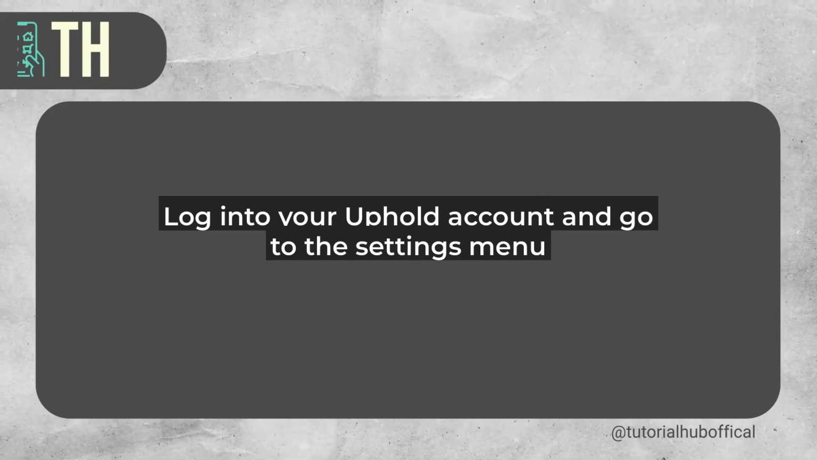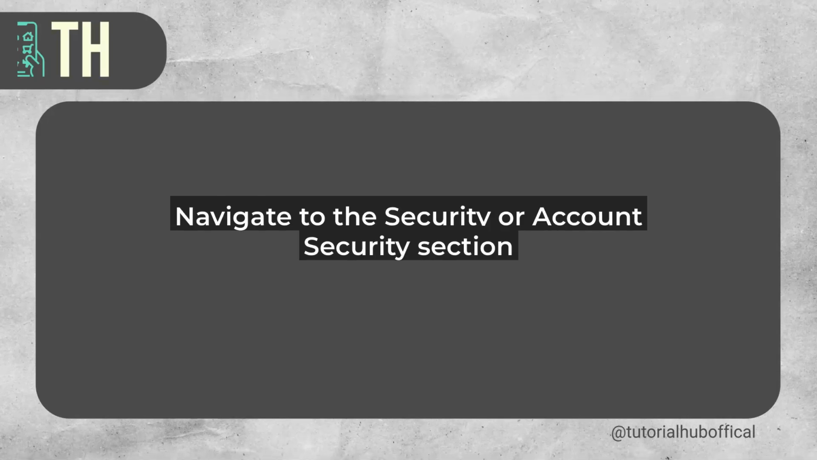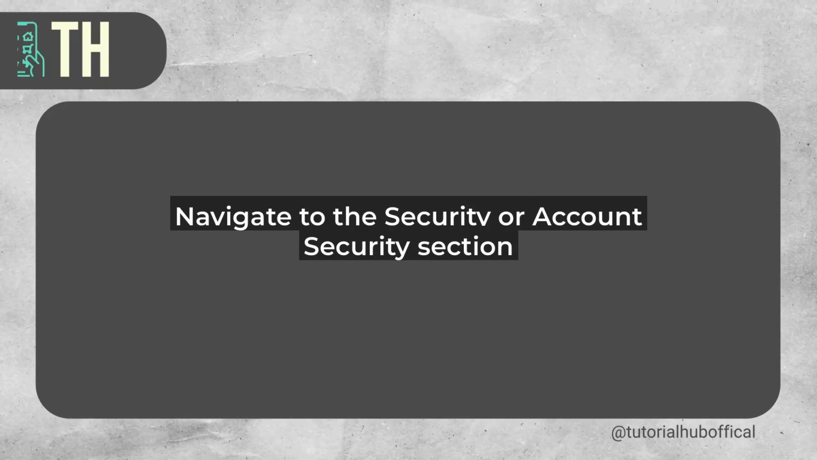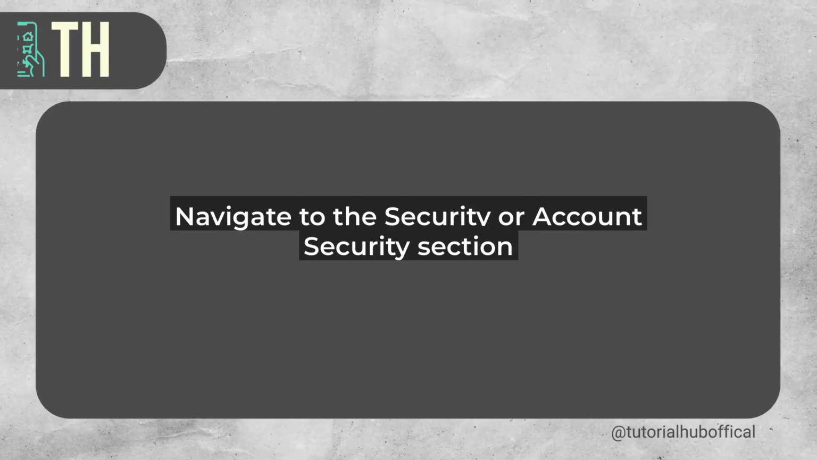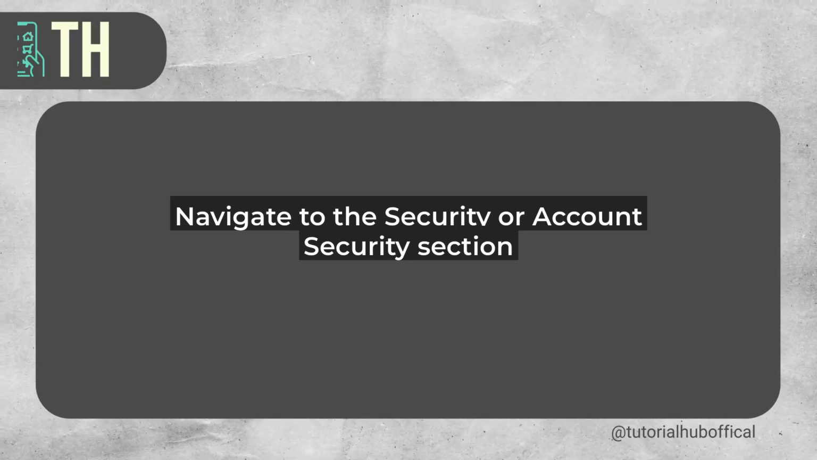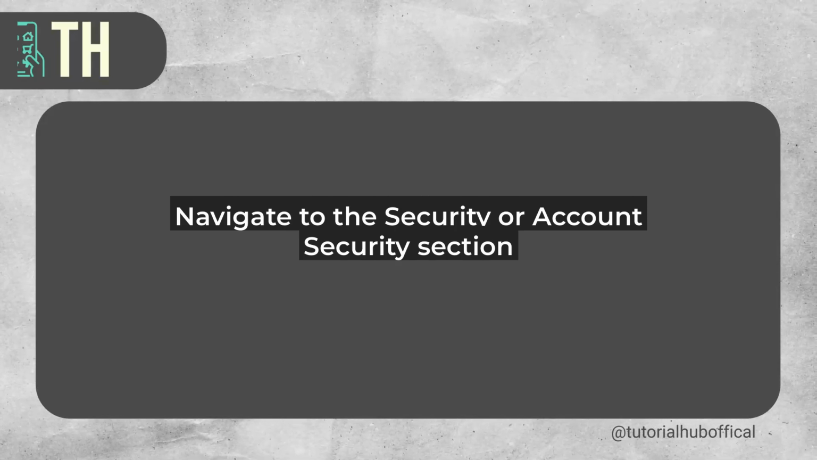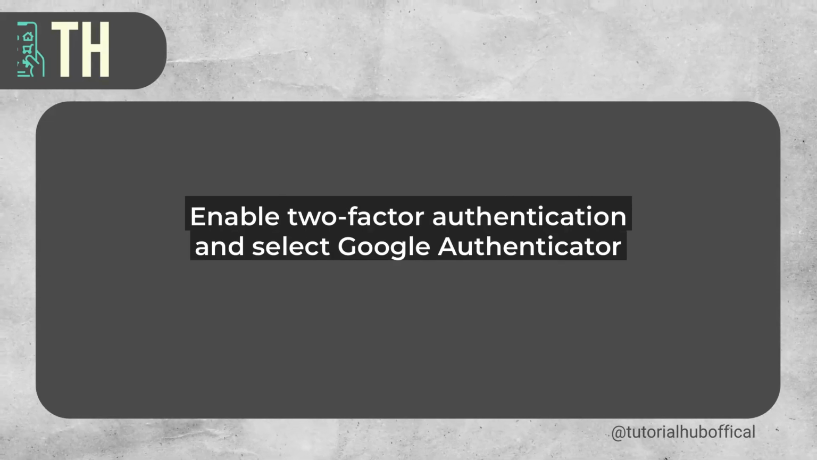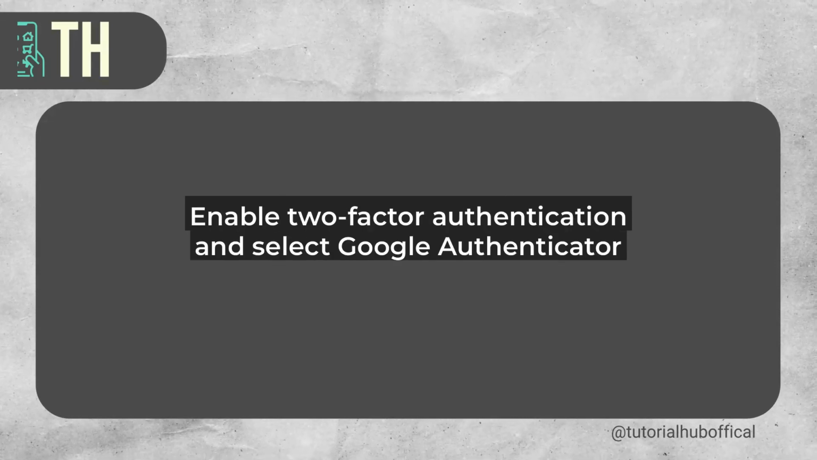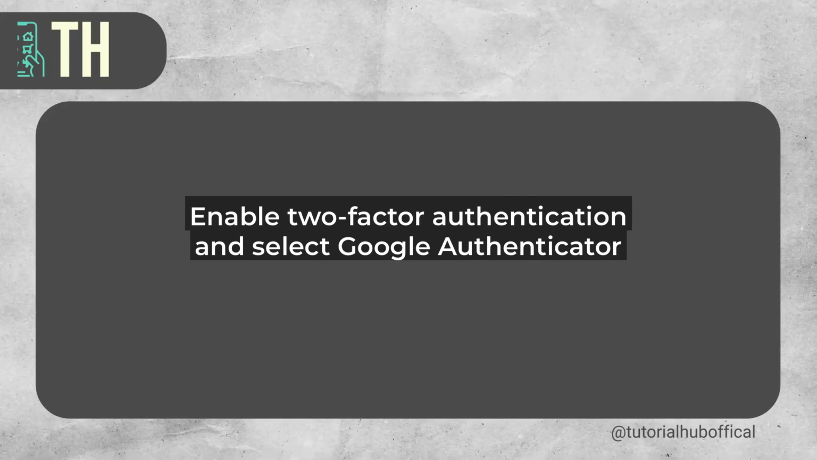Now, log into your Uphold account on your computer or mobile device. Once you're in, navigate to the Settings menu, usually found in the top right corner. Look for the Security or Account Security section. That's where the magic happens. Here, you'll see an option to enable two-factor authentication. Click on that, and Uphold will prompt you to set it up with an Authenticator app.